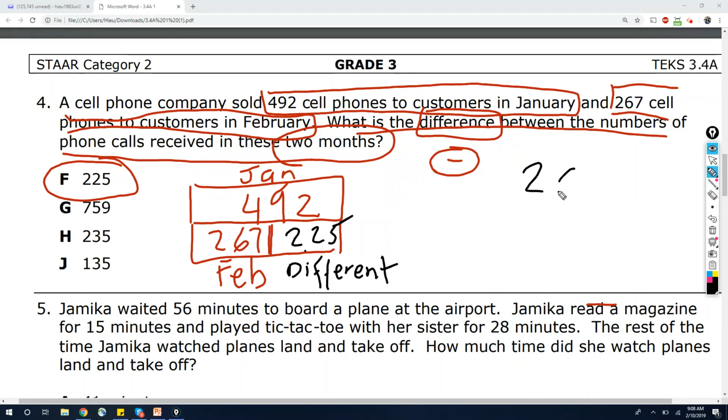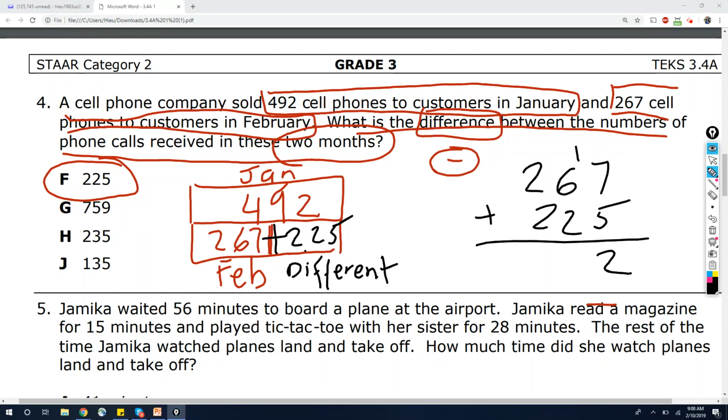So 267 plus 225. So 5 plus 7 is 12. Carry 1. 1 plus 6 plus 2 is 9. 2 plus 2 is 4. 492 is our correct answer.